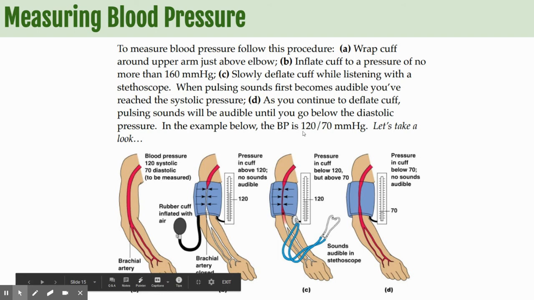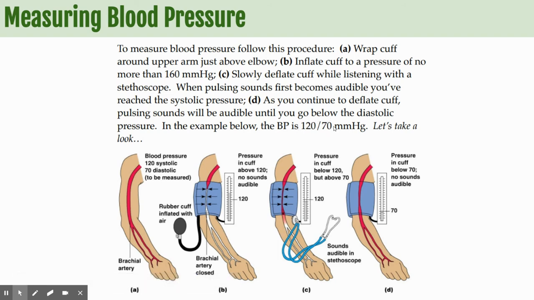So you get the 120 first when the blood starts rushing out, and the 70 millimeters of mercury when the blood is just sitting at normal. That's the pressure that doesn't stop the blood from flowing. All right, hopefully that makes sense. If not, rewind, listen to it again. Maybe it'll make sense a second time. If not, get a hold of your teacher.